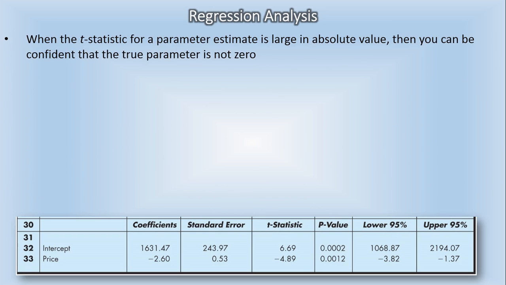All right, so when the t-statistic for a parameter estimate is large in absolute value, then you can be confident the true parameter is not zero. So if the t-statistic is large enough, then you can be confident that in reality, beyond our little data set that we have, let's say we're talking about price, the impact of price on quantity demanded is valid. It's not zero, meaning that price doesn't have no effect on quantity demanded. There is actually an effect of price on quantity demanded, and we know that based on our t-statistic.